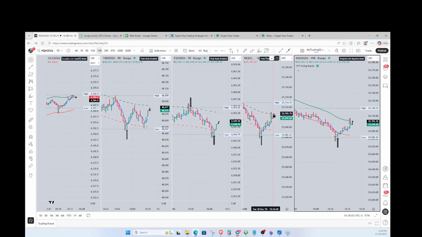So right now, we're outside the band, so if it gives us a down close right here on the NQ, it's going to give us a black arrow. That'll be outside the band. Okay?